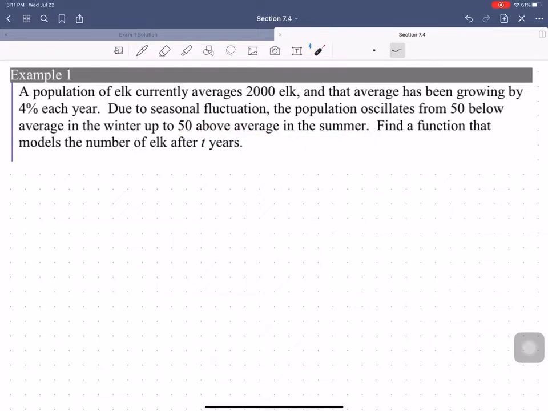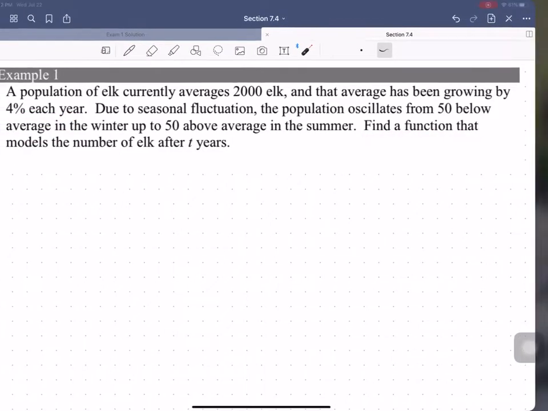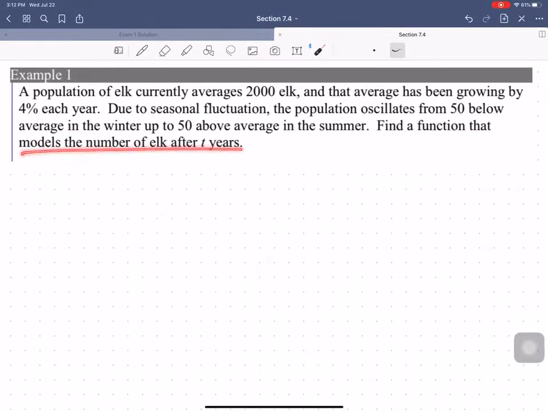But we gain more than we lose, and we gain 4% a year. So what we want to do is find a function that models the number of elk after t years. In other words, if we continue with this pattern, what's my population going to look like at some point in the future?